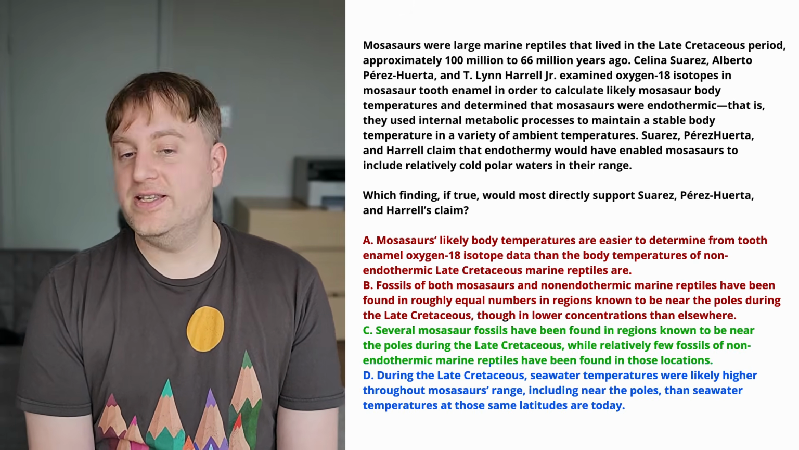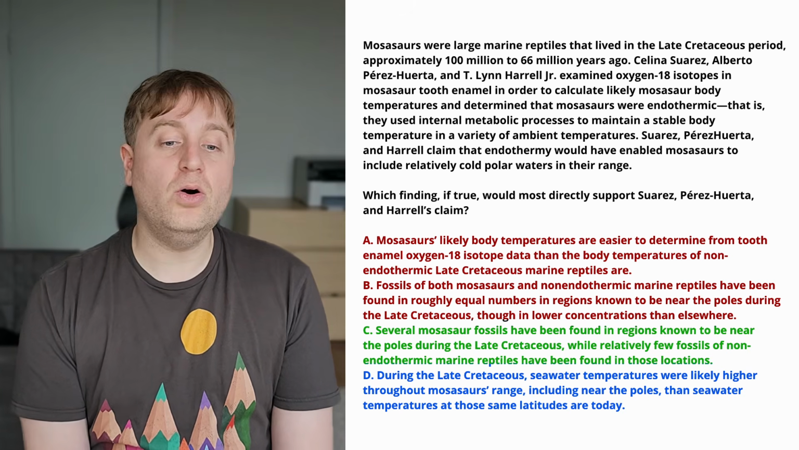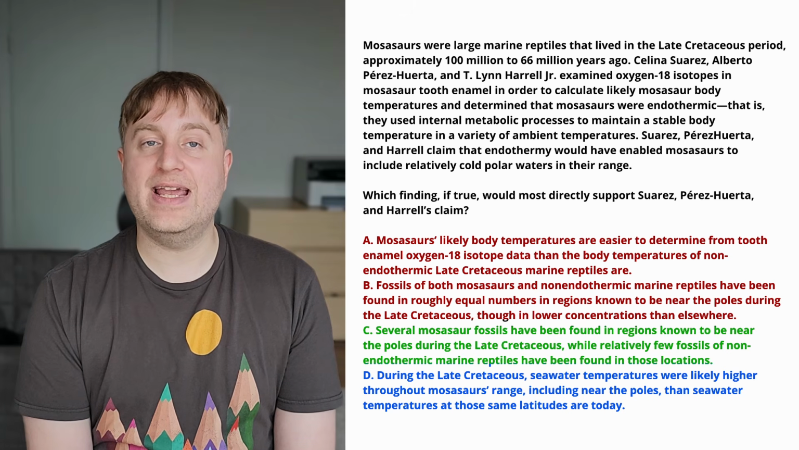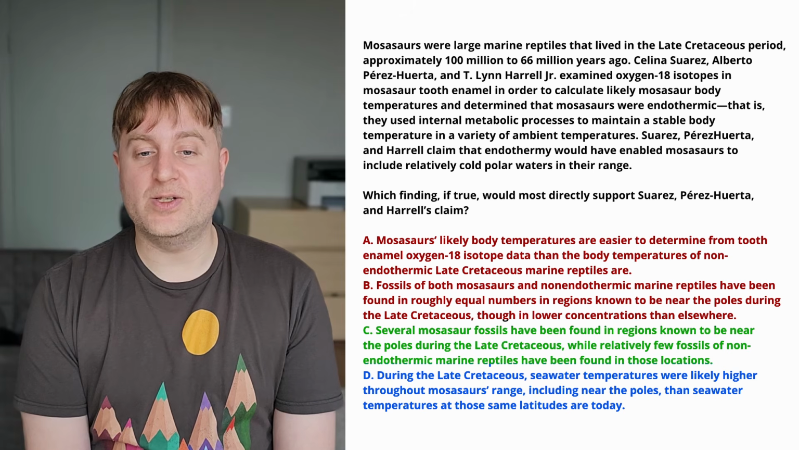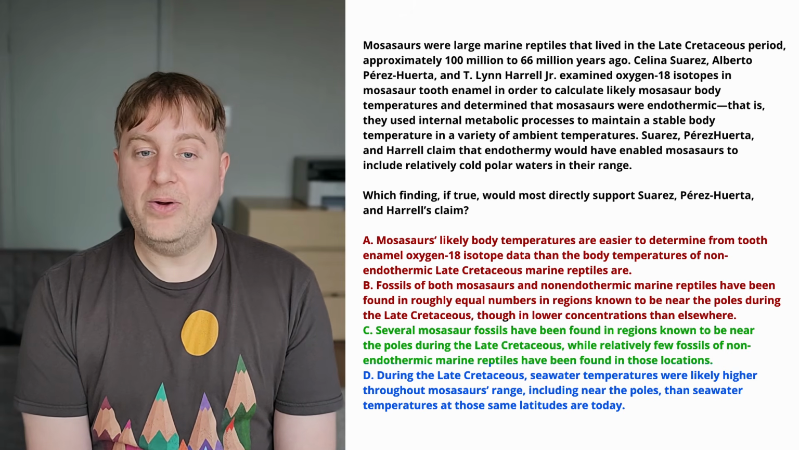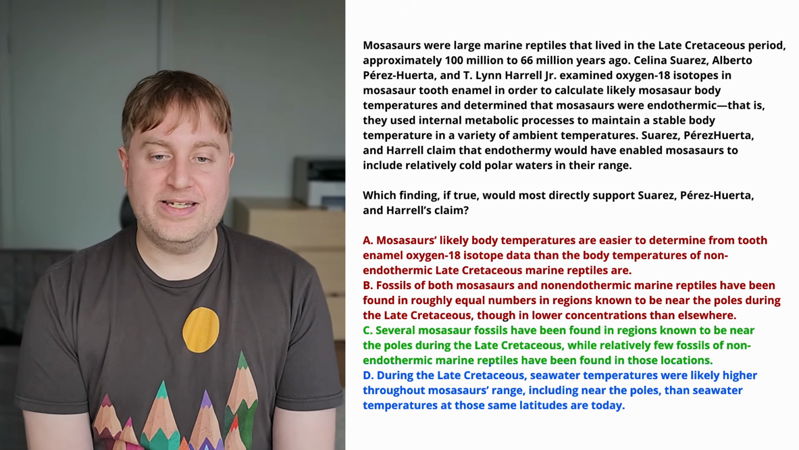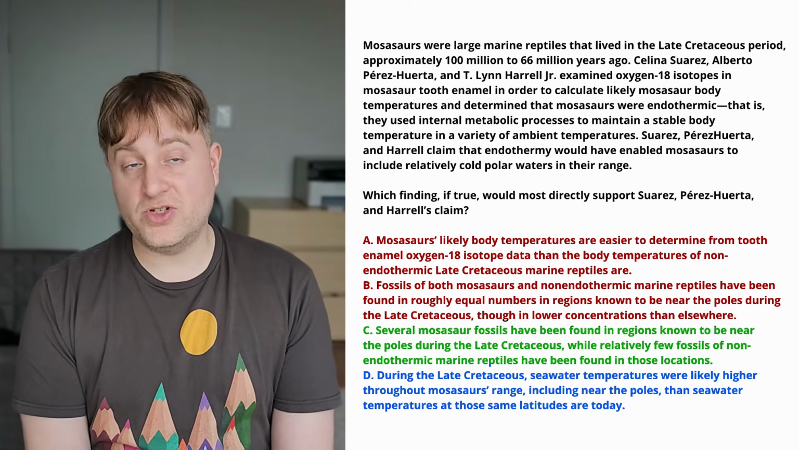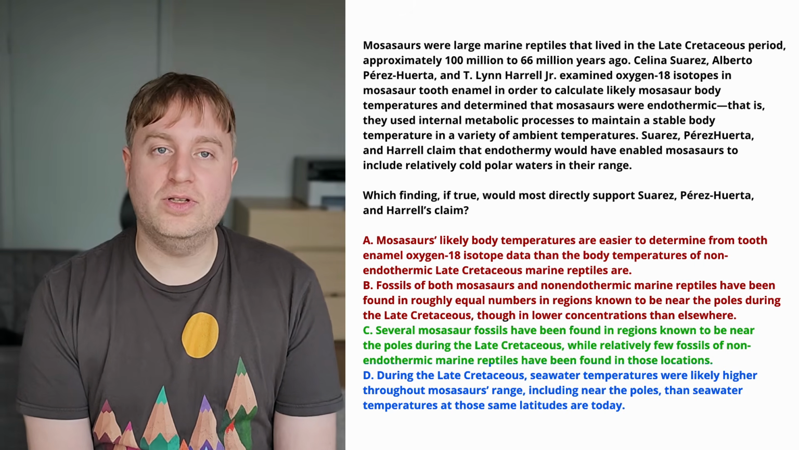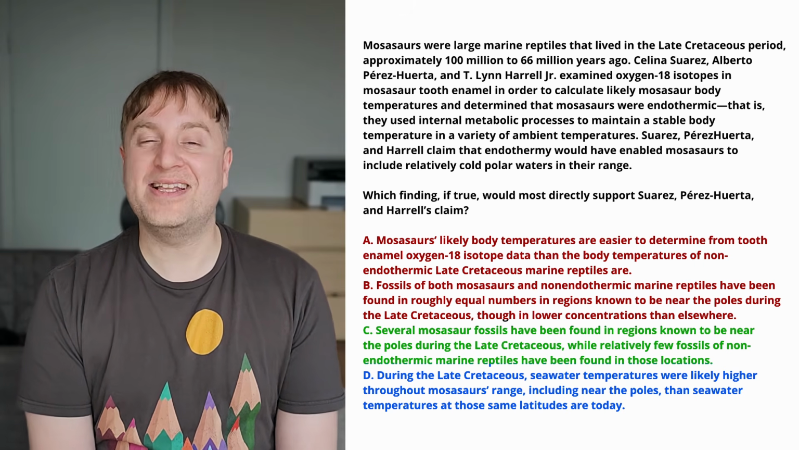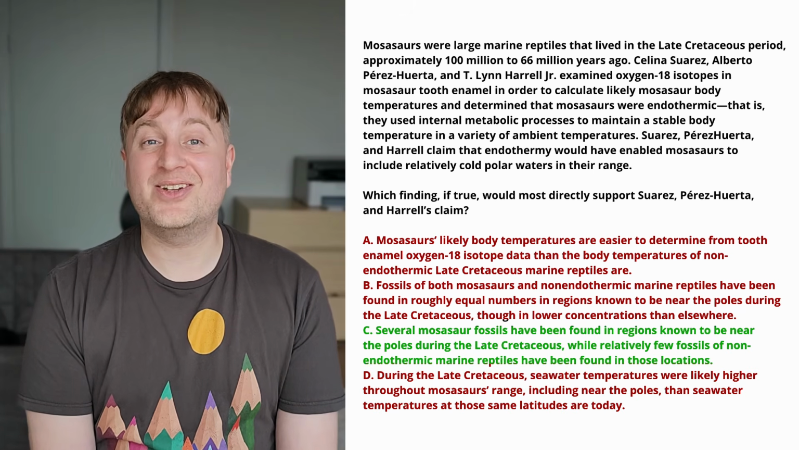During the late Cretaceous, seawater temperatures were likely higher throughout mosasaurs' range, including near the poles, than seawater temperatures at those same latitudes today. Now, I can clearly tell that this answer is not as good as the previous one, because it doesn't mention anything about endothermy or non-endotherms. It also seems to go against the idea because rather than emphasizing that mosasaurs could survive in cold waters, it tells us that the waters were actually not that cold. So it seems to go against our statement rather than supporting it. We can clearly cross it off and confirm that C was, in fact, the correct answer.